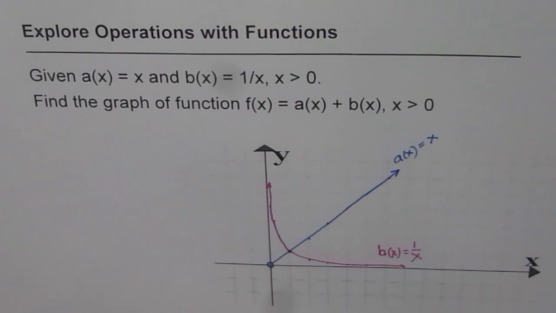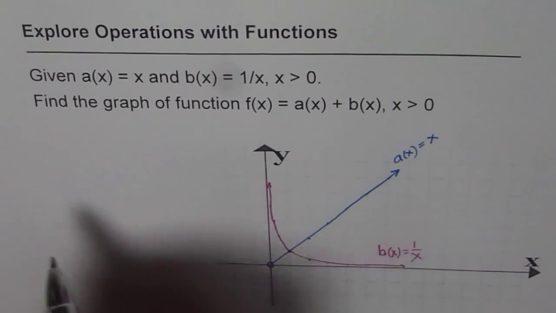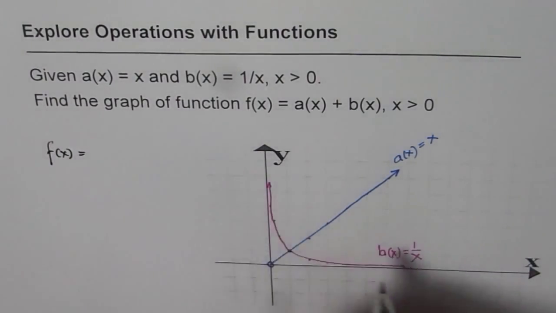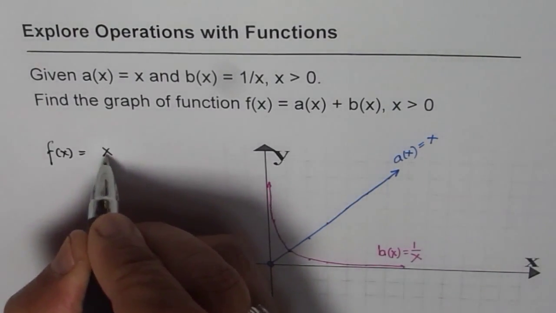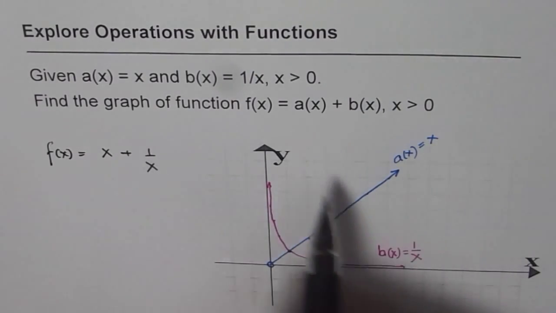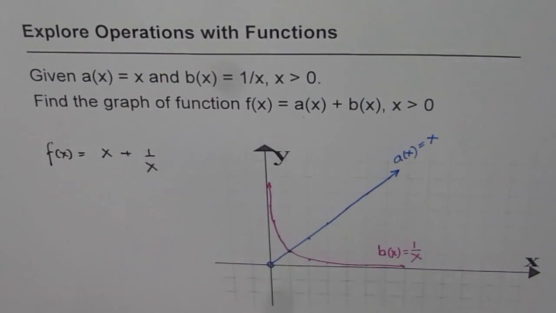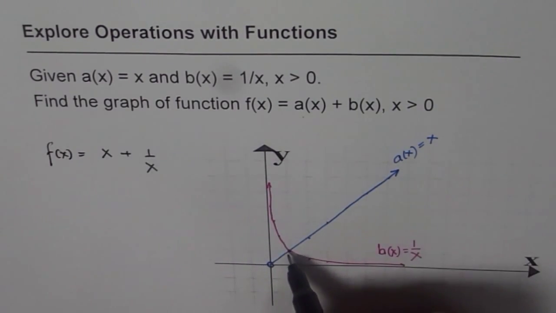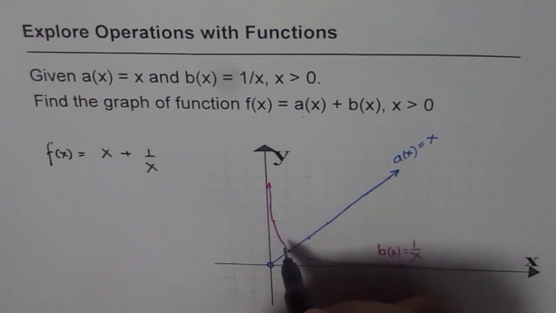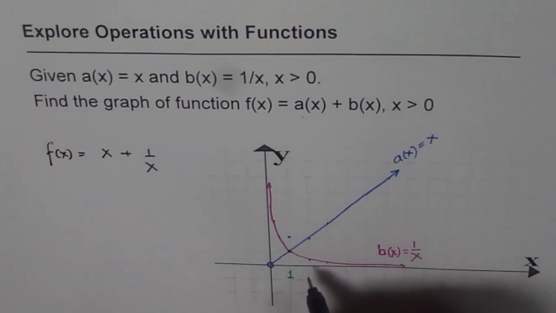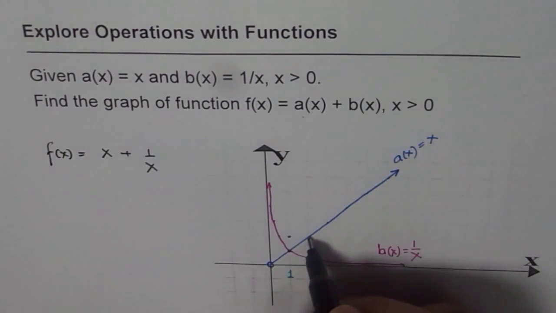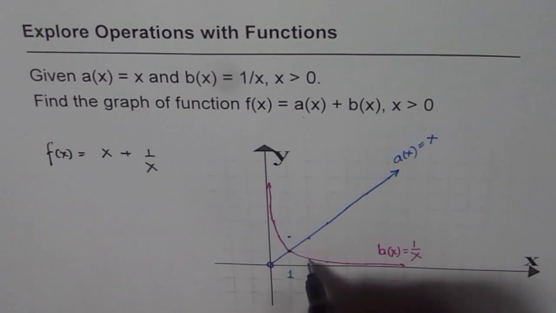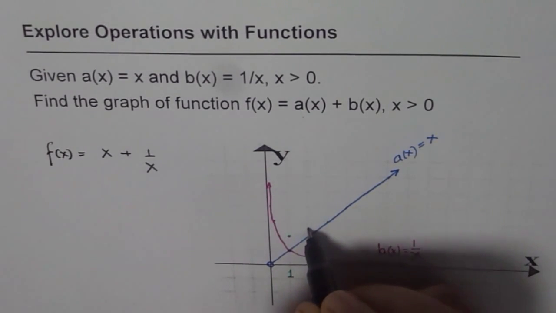Okay, now what do we need? We need to sketch f of x, which is combination of these two. That means f of x is x plus 1 over x. That is the combination of a of x and b of x. So let's combine these two functions and then get f of x. We'll start with the point 1. So when x equals 1, a of x is 1, b of x is also 1. 1 plus 1 is 2. So we get this point, correct? If x is 2, a of x is 2, and b of x is half. Adding 1 and half, you get 2 and a half, so we get a point there.